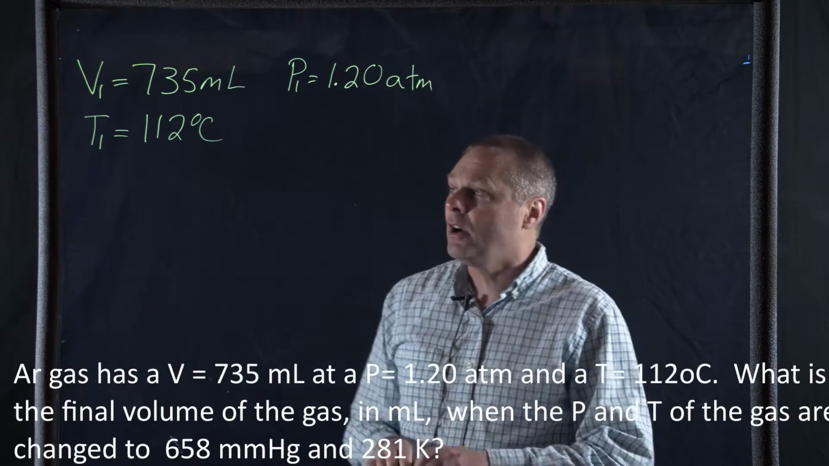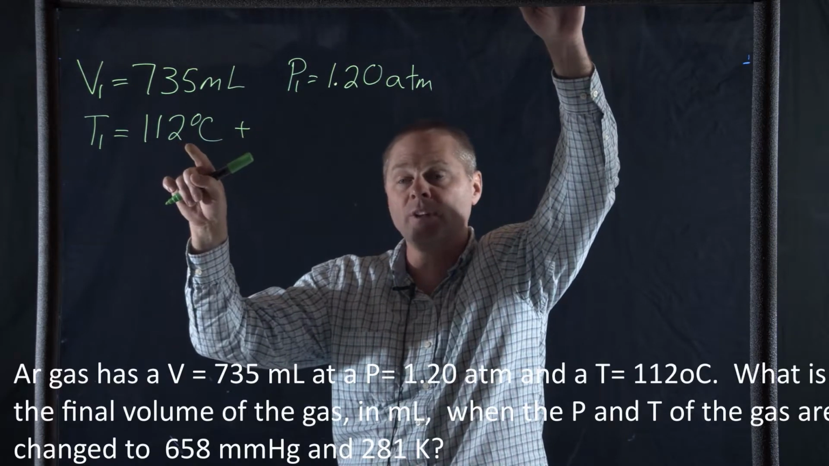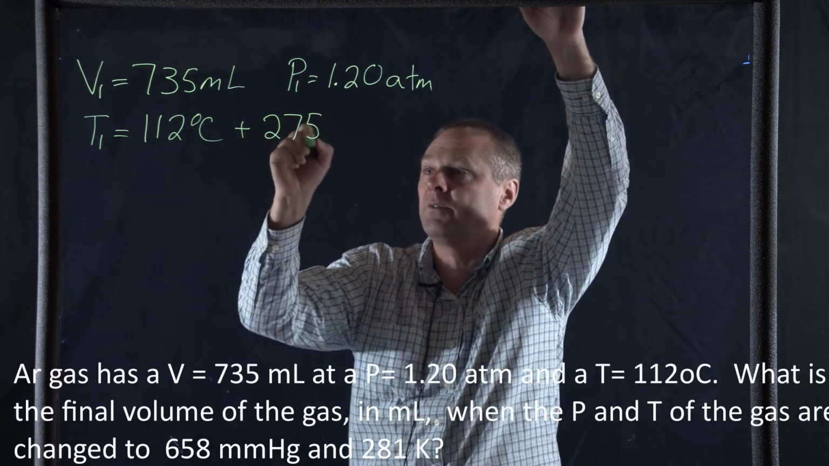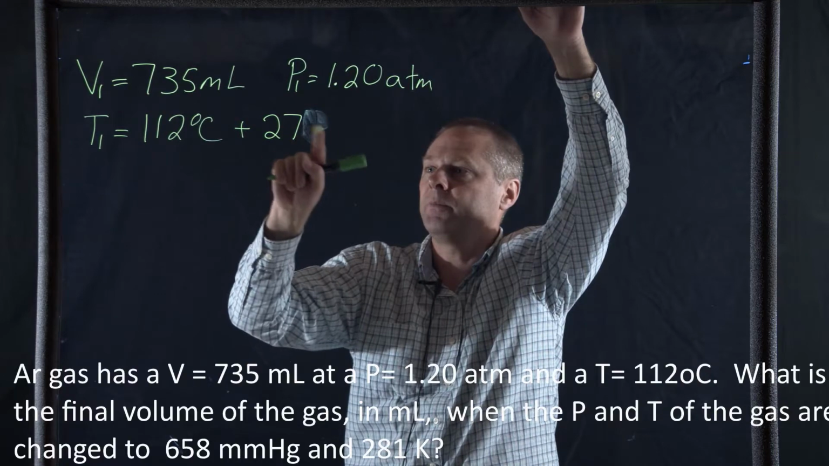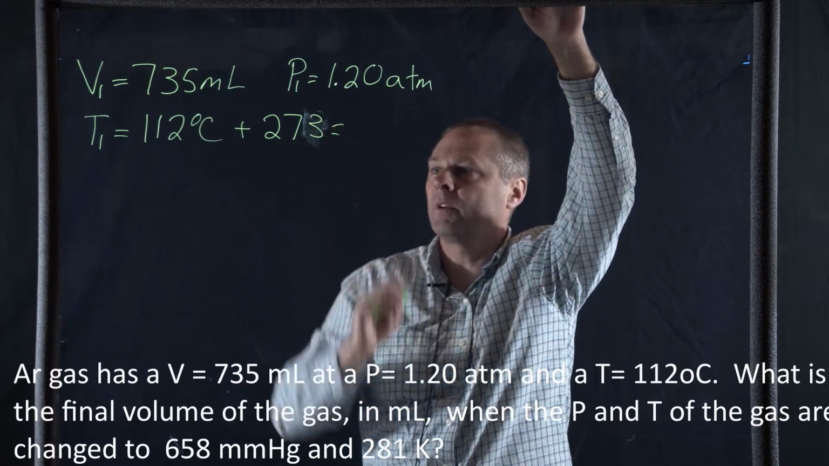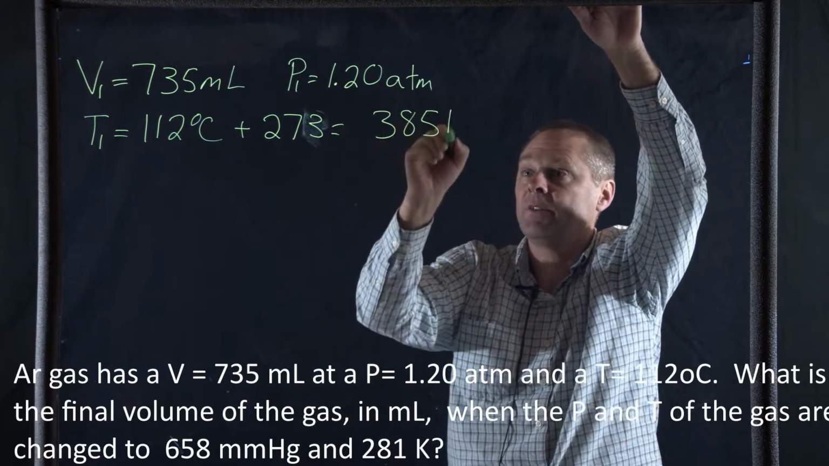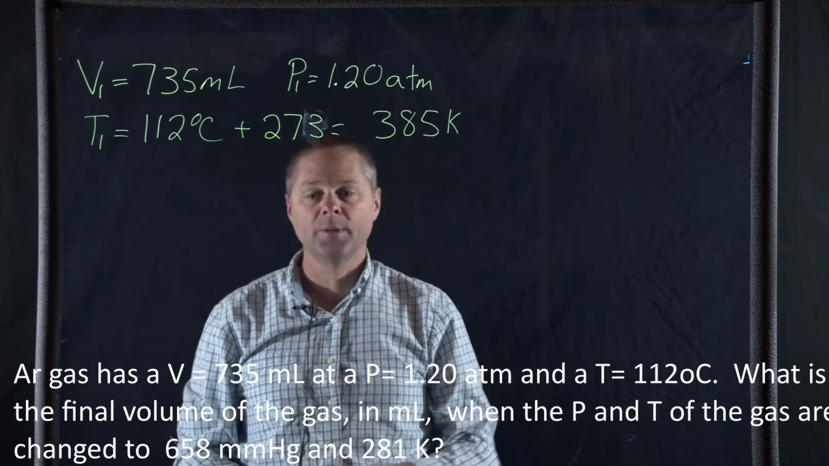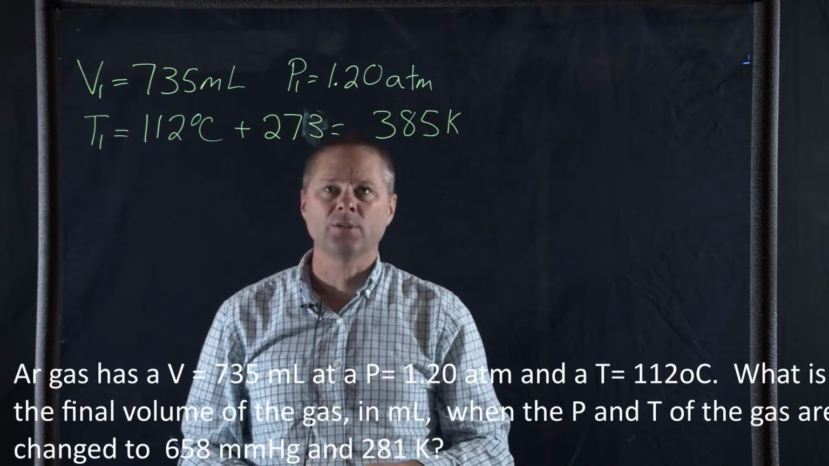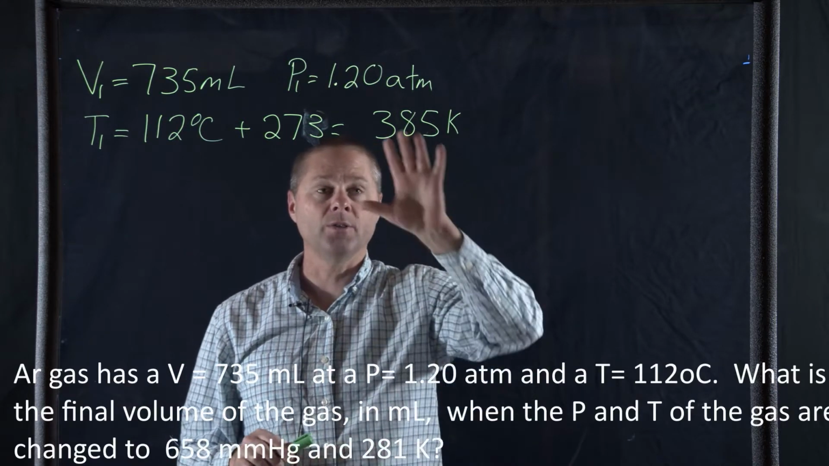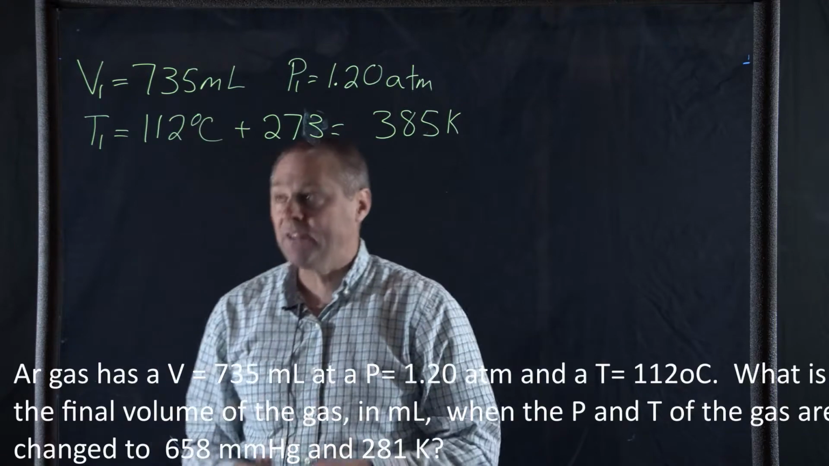Before we get started, we need to convert the temperature into Kelvin. And in order to convert this temperature into Kelvin, we must add 273 to that. And upon doing that, we're going to get 385 Kelvin. Remember, the Kelvin scale is the absolute temperature scale. It's mostly used by scientists and not so much in the nursing or healthcare fields, but it's mostly used in science.